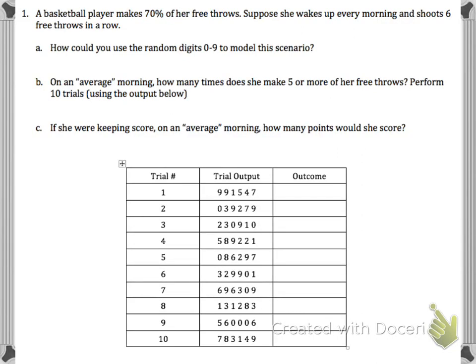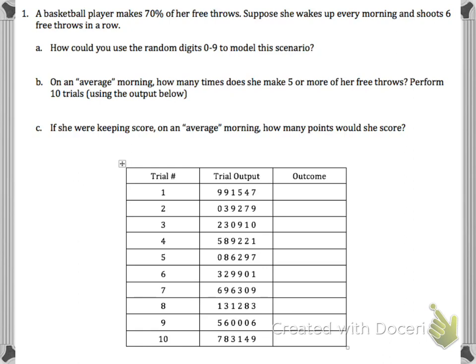Hey everybody, this is the Unit 2 review, page 19, number 1. Okay, so a basketball player makes 70% of her free throws. Suppose she wakes up every morning and shoots 6 baskets in a row. How could you use the random digits 0 through 9 to model this scenario?